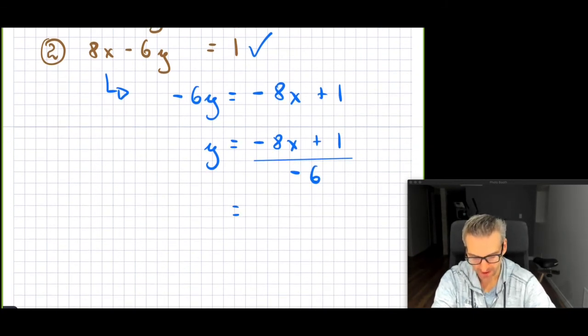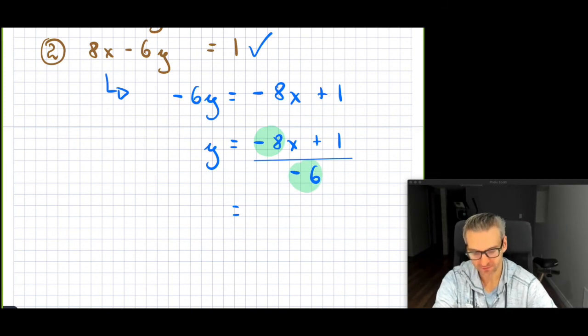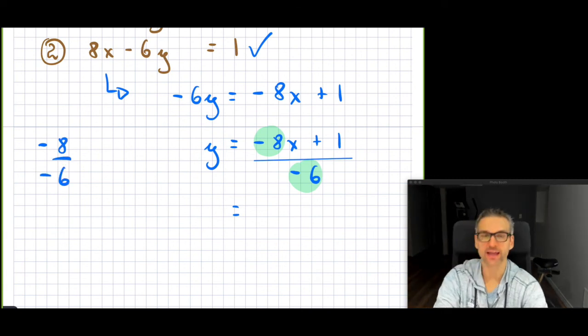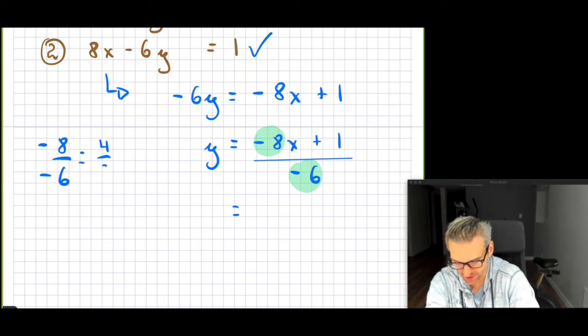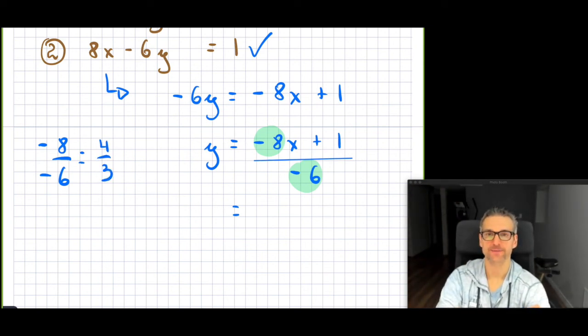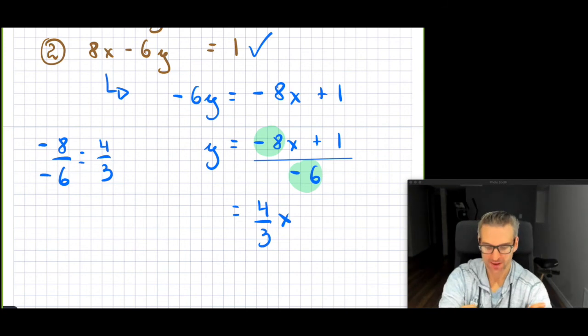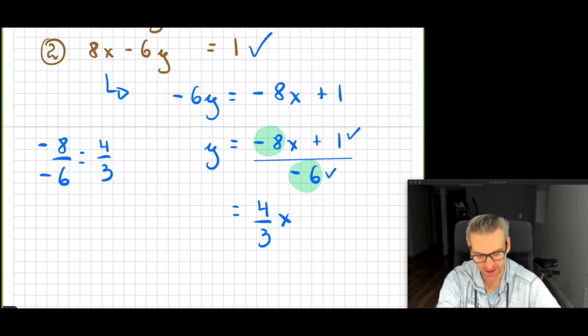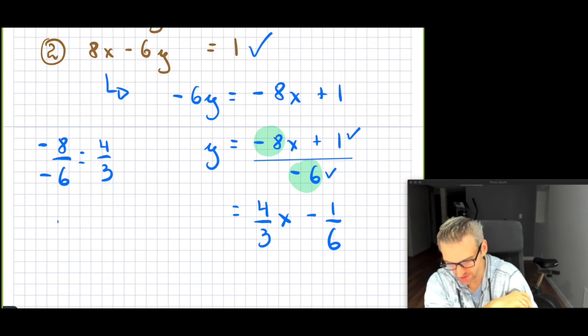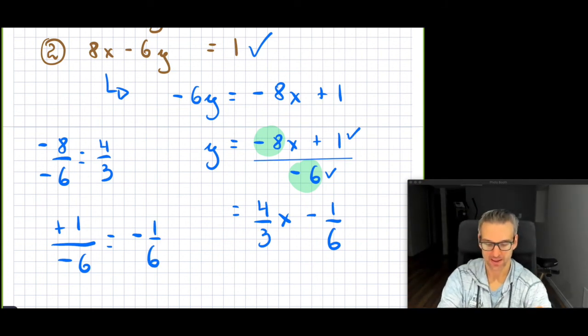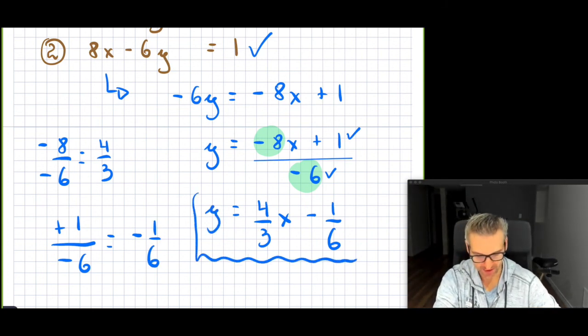So what you have is this and that. That's going to give me, let's do that on the side, negative 8 over negative 6. The negative and negative cancels, and you can see that this is just 4 over 3, because we can divide by 2 and reduce that fraction. So that's going to be 4 over 3x. And the negative 6 and the 1 is going to leave you with negative 1 over 6, because you have plus 1 over negative 6, which is negative 1 over 6.